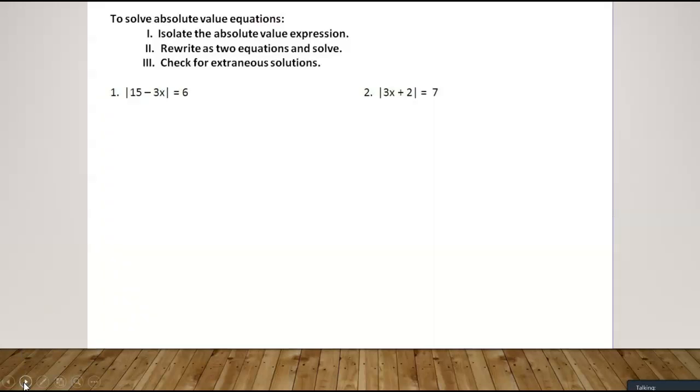Today, we're going to solve absolute values. When solving absolute values, an absolute value has 2 distances from 0. It has its positive and negative distance. So we have 3 steps we're going to follow in order to solve an absolute value equation. The first thing we need to do is to isolate it, then rewrite it, and then solve.